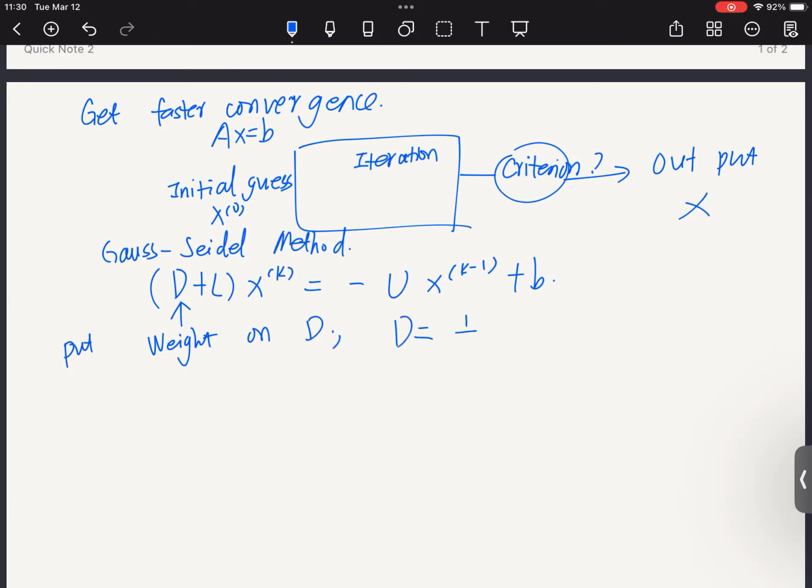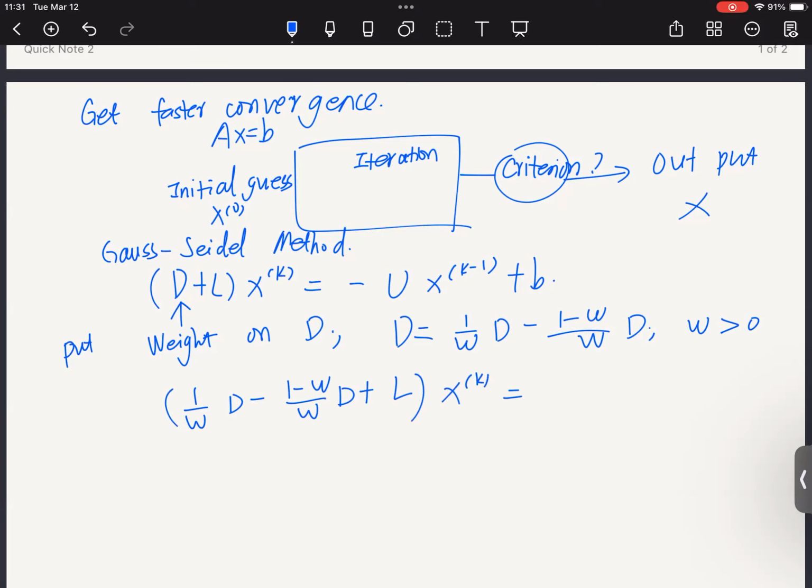D equals (1 over omega) D plus ((omega minus 1) over omega) D, and omega is just a weight that is positive. Now, if we decompose D in this way, the sum of 1 over omega and minus (1 minus omega) over omega actually equals 1, so it equals D. So let's decompose it with the weight, and then you would see this: (1 over omega) D, then subtract the ((1 minus omega) over omega) D, plus L, times xk, equals minus U xk minus 1 plus B.